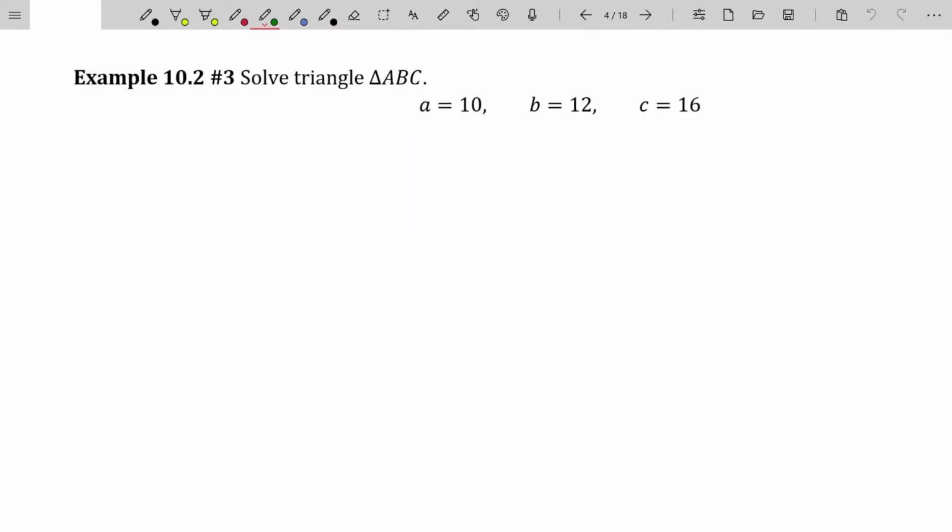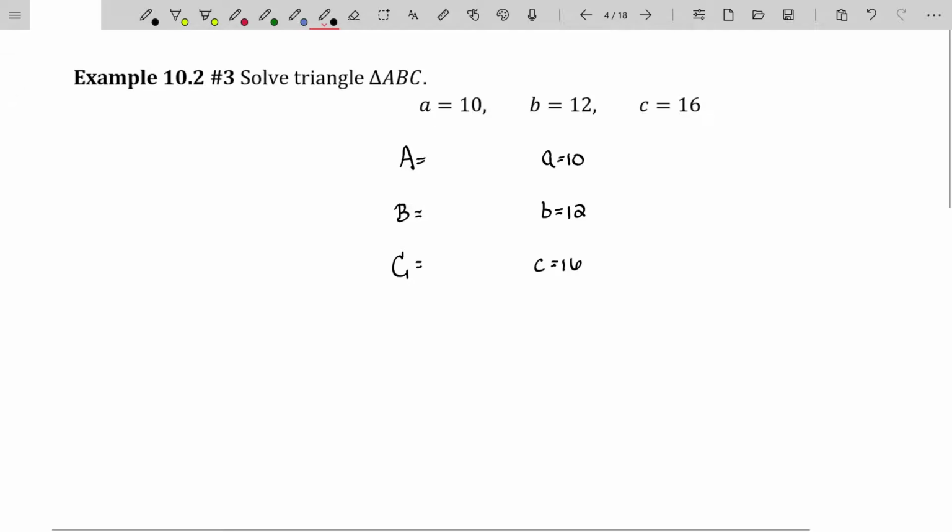Let's go ahead and solve this triangle, and notice something weird about this triangle. When I draw out my table, angle A, angle B, angle C, notice none of those angles were given. Side A was given, and side B, and side C. So you can see there's not a complete row, and that implies we are going to use law of cosines.